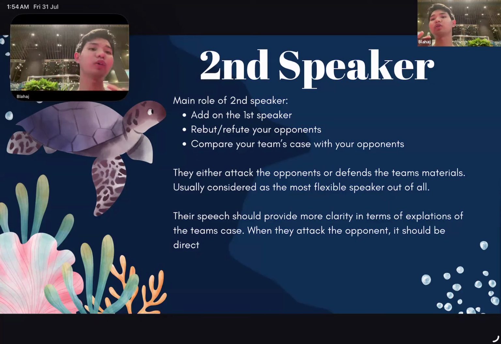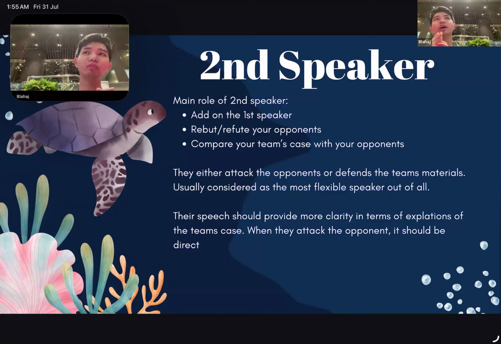Secondly, they always do some rebuttals, basically telling the judges why certain arguments or analysis provided by your opponent are ultimately wrong, with some justification behind it. Lastly, and the most important thing in almost every debate, is to compare. So constantly try to compare why your team's case is better compared to the opponent.